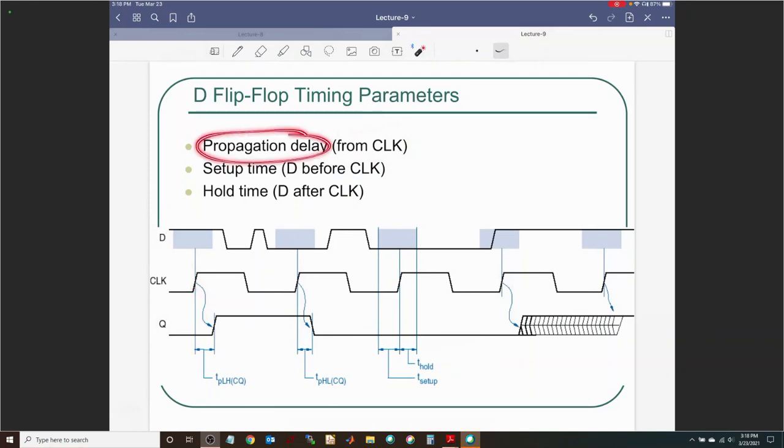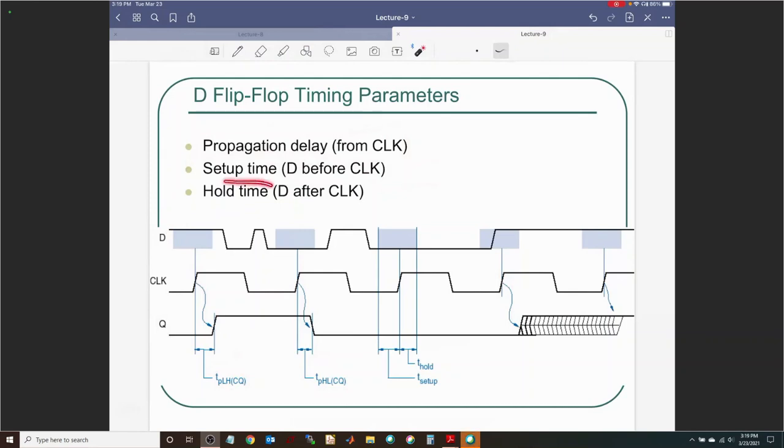So let's take a look at propagation delay, right? When you change a clock, the input D will take some time to affect change at the output Q. And that is going to be referred to as the propagation delay from Q going from low to high because of a change in clock. That's your propagation delay. And then similarly, you have a propagation delay when Q goes from high to low because of a change in clock. That's this guy right here. Now, there are two more timing parameters here, setup and hold time. One is before the change in clock, the other is after the change in clock, right? So setup time is what? Minimum time before clock changes for your D input to be stable.